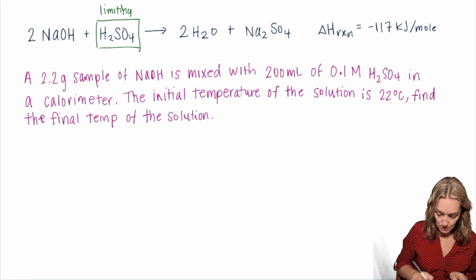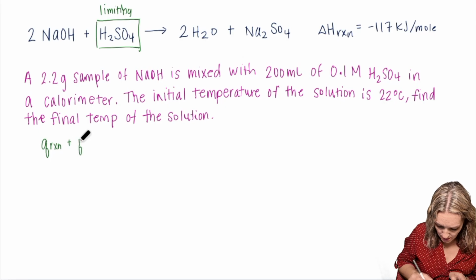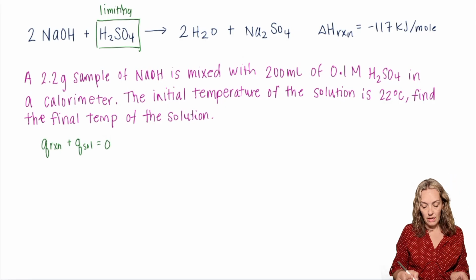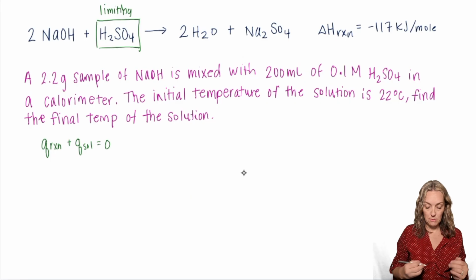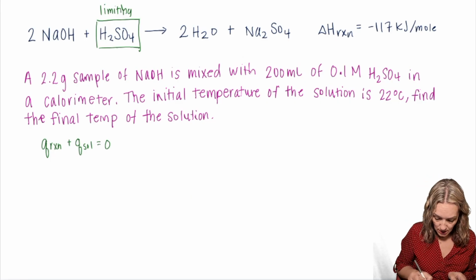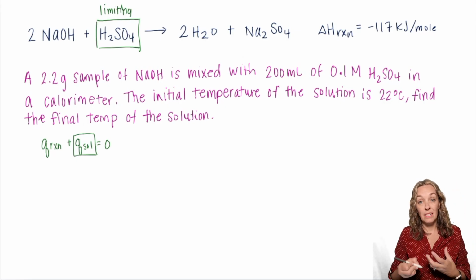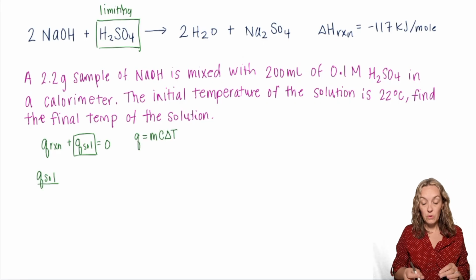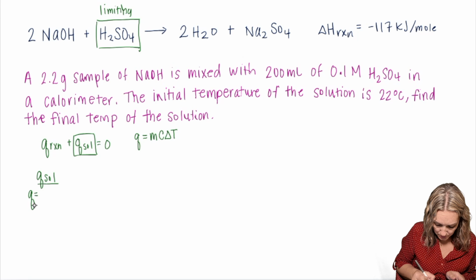Remember, just like in the last problem, that the Q, or the heat of the reaction, plus the Q of the solution around it is going to be equal to 0. Again, energy cannot be created or destroyed, so all energy absorbed by one substance must be released by another. I can't find the Q of the reaction directly, but I can measure the Q of the solution in my calorimeter. The Q is equal to mc delta T, so I'm going to list all of my variables.